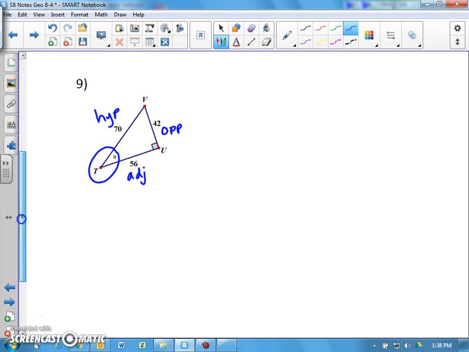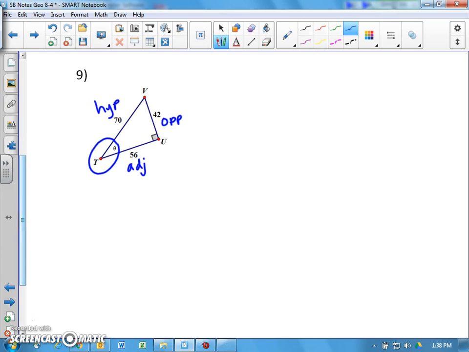So what I want you to do with this one is we're going to set up 3 different equations, one for each of our trig functions. So let's start with sine. Sine uses opposite and hypotenuse. So sine of theta should be 42 over 70.